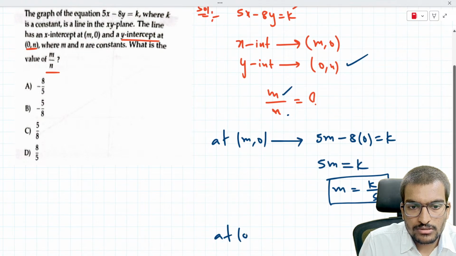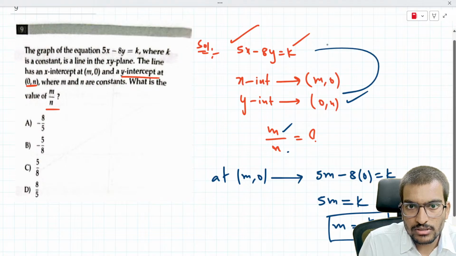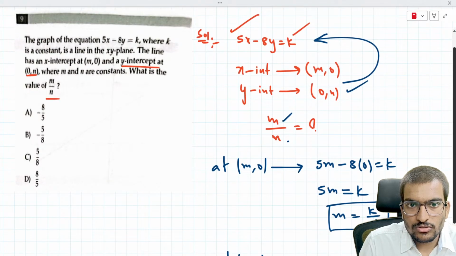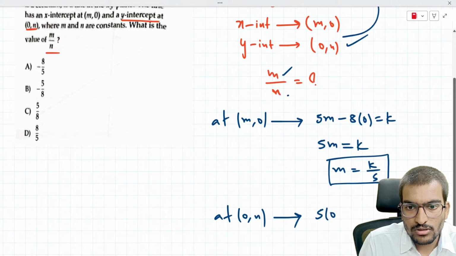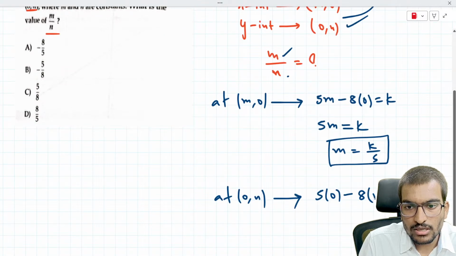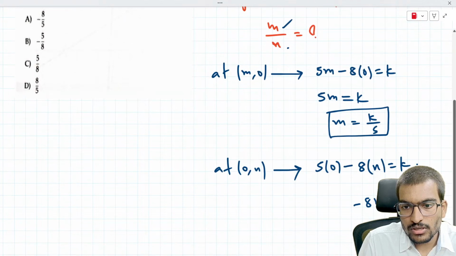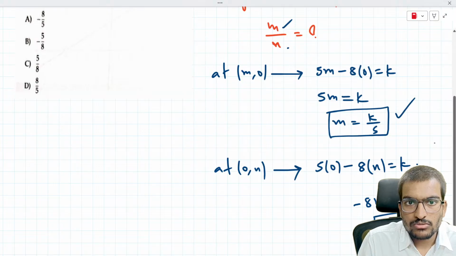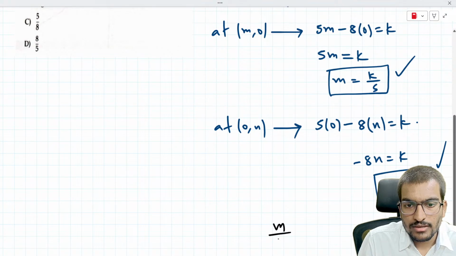At 0 comma n, I'm just directly substituting this point into the equation. So that's going to be 5 into 0 minus 8 into n equals k. That's going to be negative 8n equals k, n equals negative k by 8. So we have m and n values now. So we need m by n.